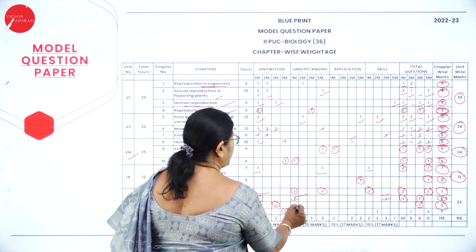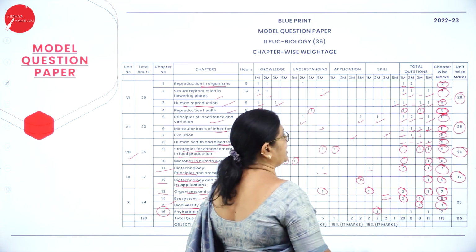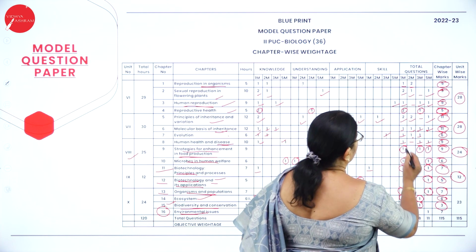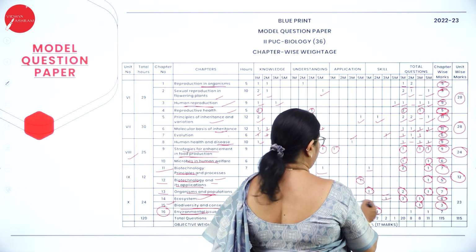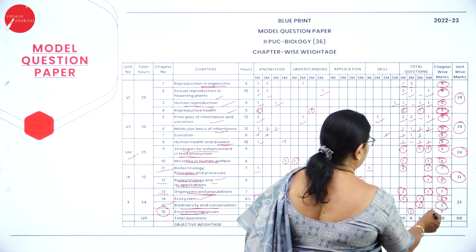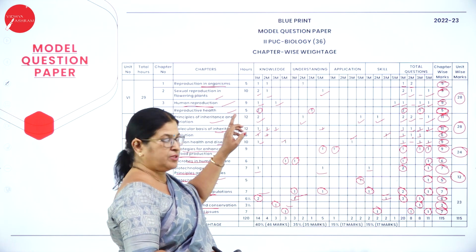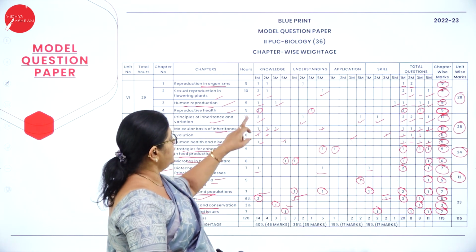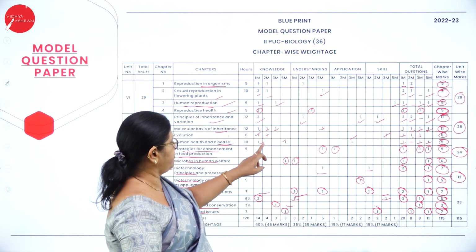Environmental issues, chapter 16, the last chapter of your syllabus, where from knowledge base you have the 5-marker question 1 and you have the 2-marker question based on skill 1. So you don't have any 1-marker questions here, but you have 2-marker question 1 and 5-marker question 1, total 7.